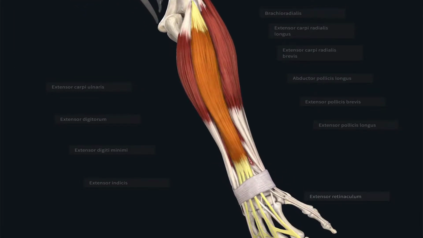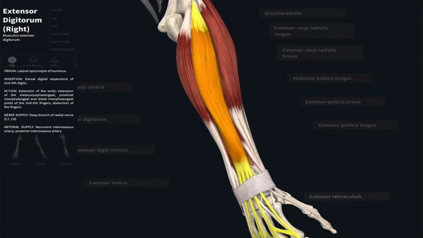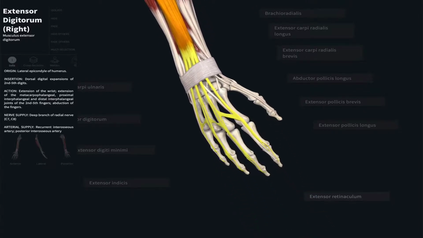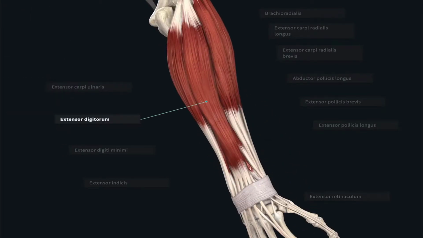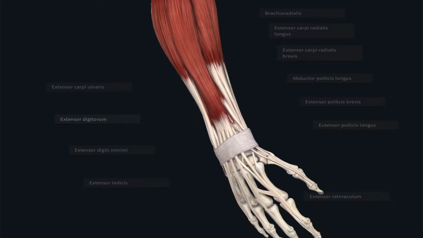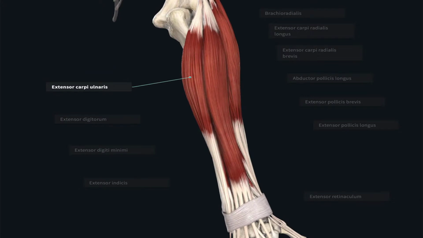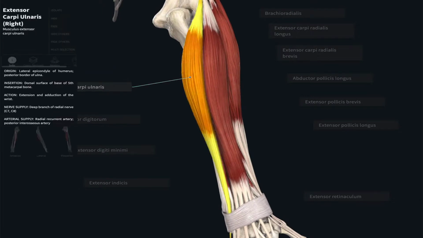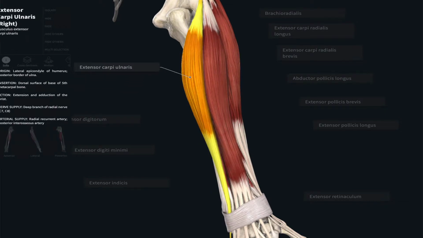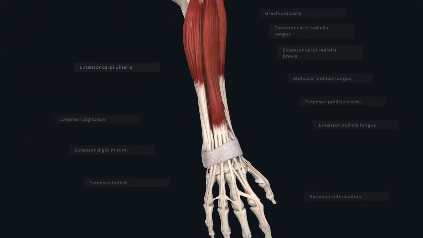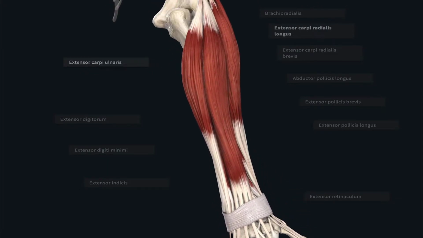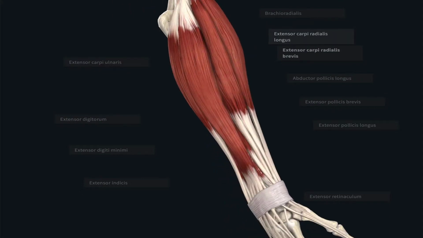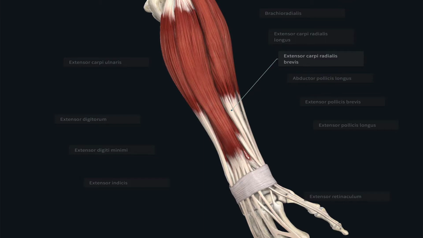In the middle of the posterior forearm, we see the extensor digitorum. Now note that there is no longus or brevis or superficialis and profundus with this muscle. It is simply known as the extensor digitorum. So extensor of the digits. Now on the most medial side or ulnar side, we see the extensor carpi ulnaris. And as its name would imply, this is going to be the extensor of the wrist on the ulnar side. And compare that, there's only one extensor carpi ulnaris, while we had 2 on the radial side, extensor carpi radialis longus and extensor carpi radialis brevis.